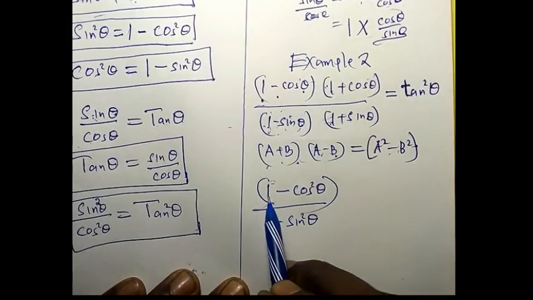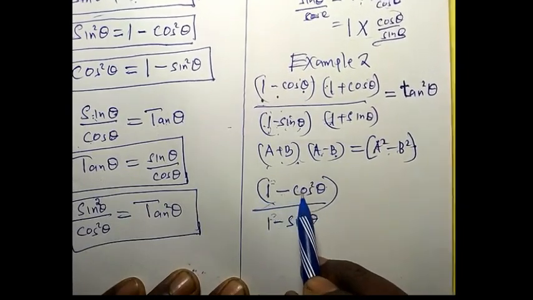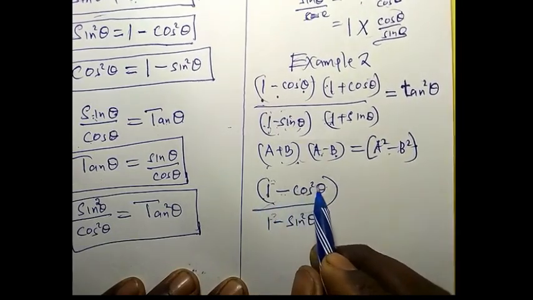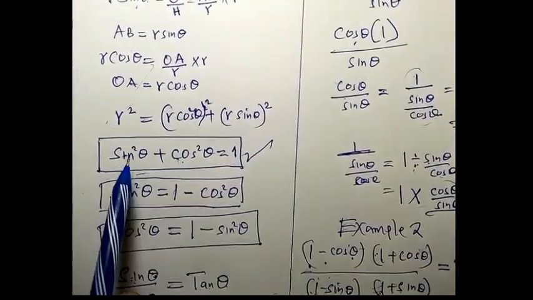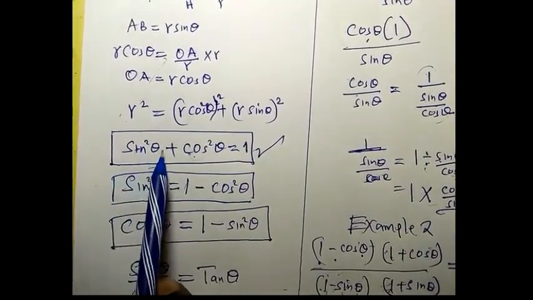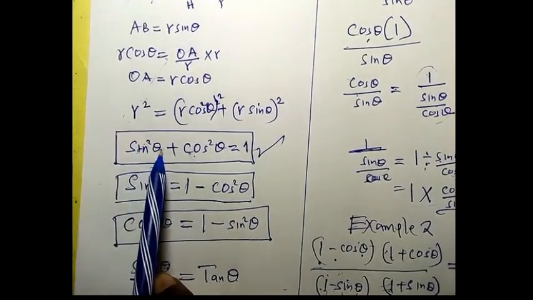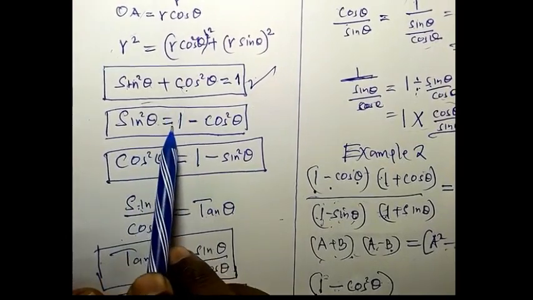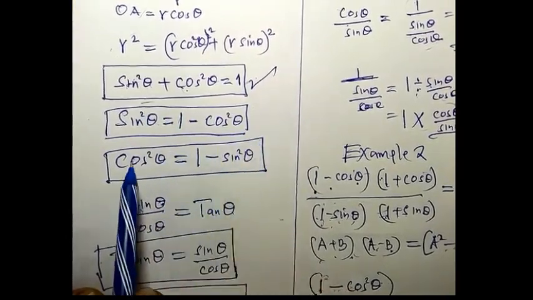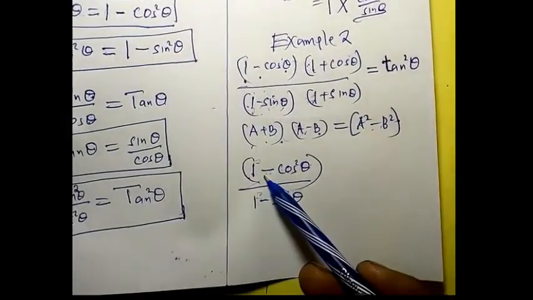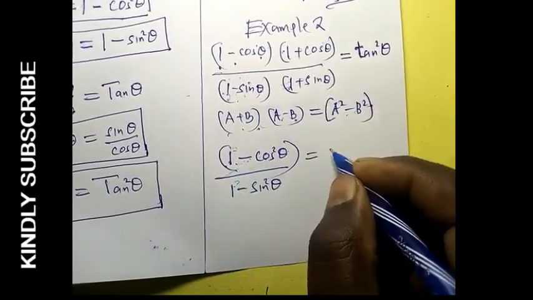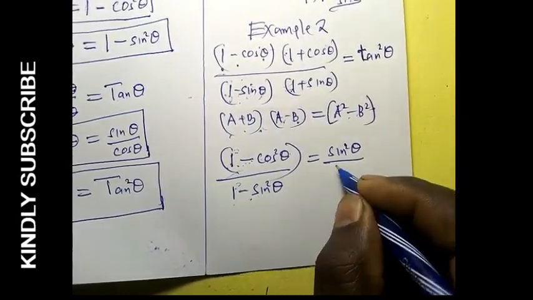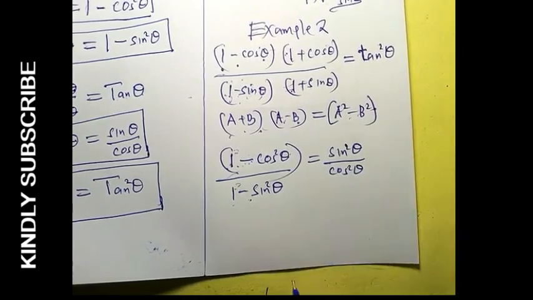Again, we know what is this. 1 minus cos square theta, you remember here, I started telling you that sine square theta plus cos square theta is equal to 1. It means 1 minus cos square theta is the same as sine square theta. So what does this mean? This means this is simply sine square theta. What about this? This one simply means cos square theta, right?